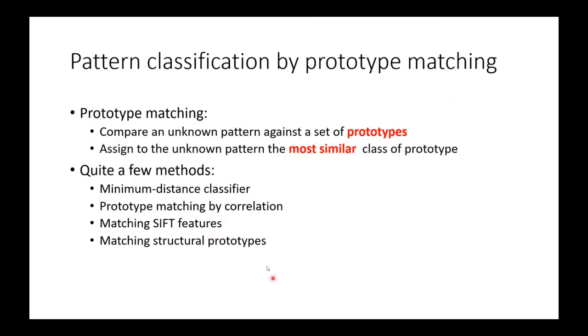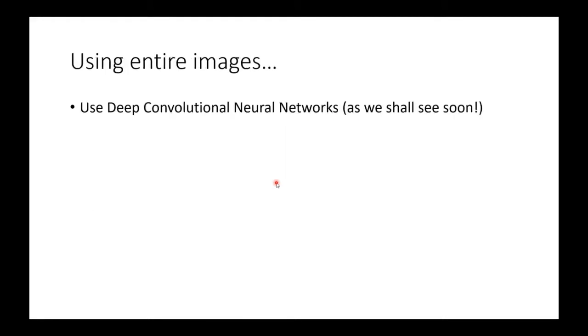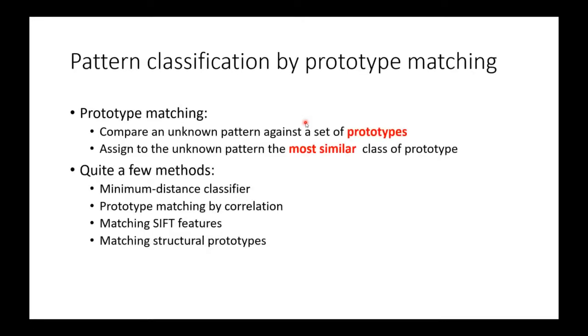And quite a few methods are basically mostly applied in industrial situations. No one in this industry that I know of uses these very advanced methods such as deep convolutional neural networks. It's like killing a fly with a cannonball, right? We use simple methods, such as another widely used method, the minimum distance classifier. I've seen it used in various applications. And matching SIFT features, as you may have imagined, right?